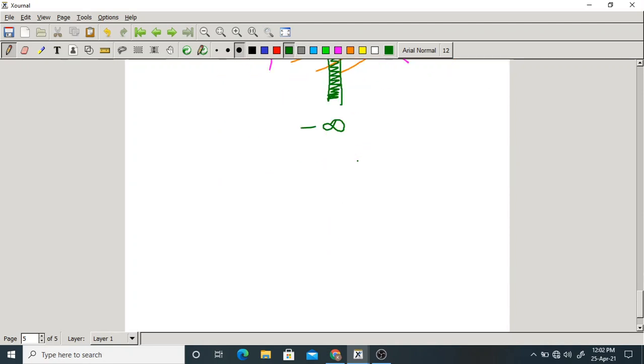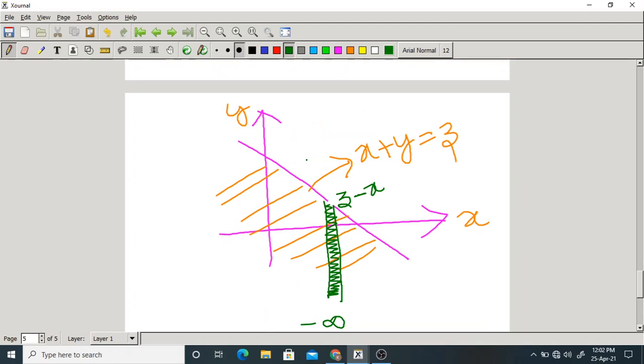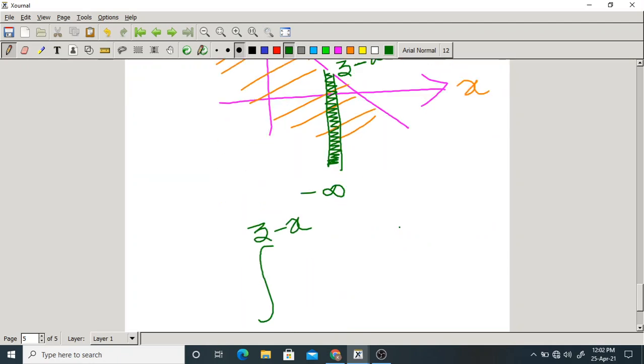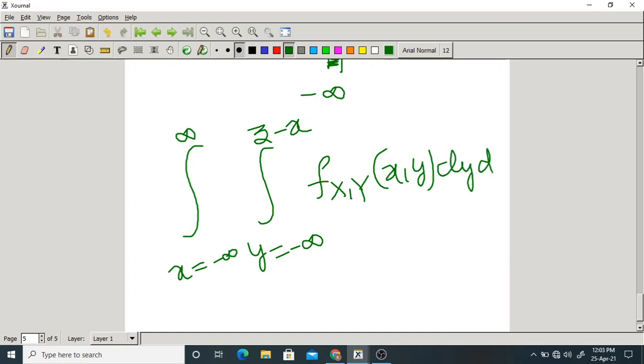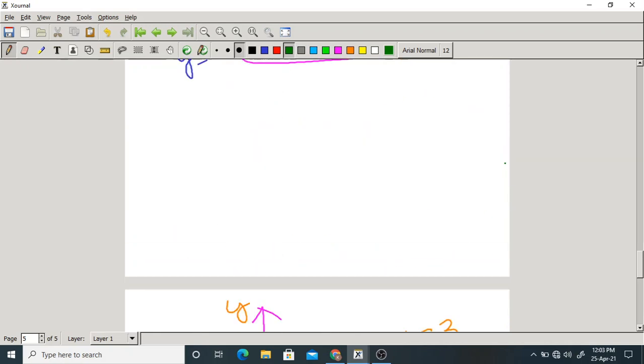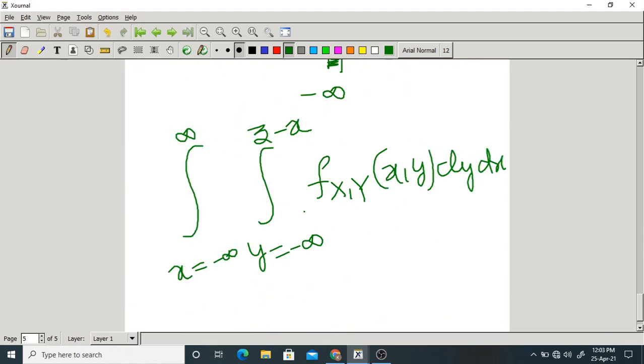First we are integrating with y, that is, y varies from minus infinity to z minus x. What about the x integration? You are integrating over the entire x-axis. You slide this strip along the x-axis, taking all possible values, that is, x varies from minus infinity to plus infinity, f of x comma y of x comma y. The inner integral is dy, next dx. Now you can use either this one or that one. Both are correct.